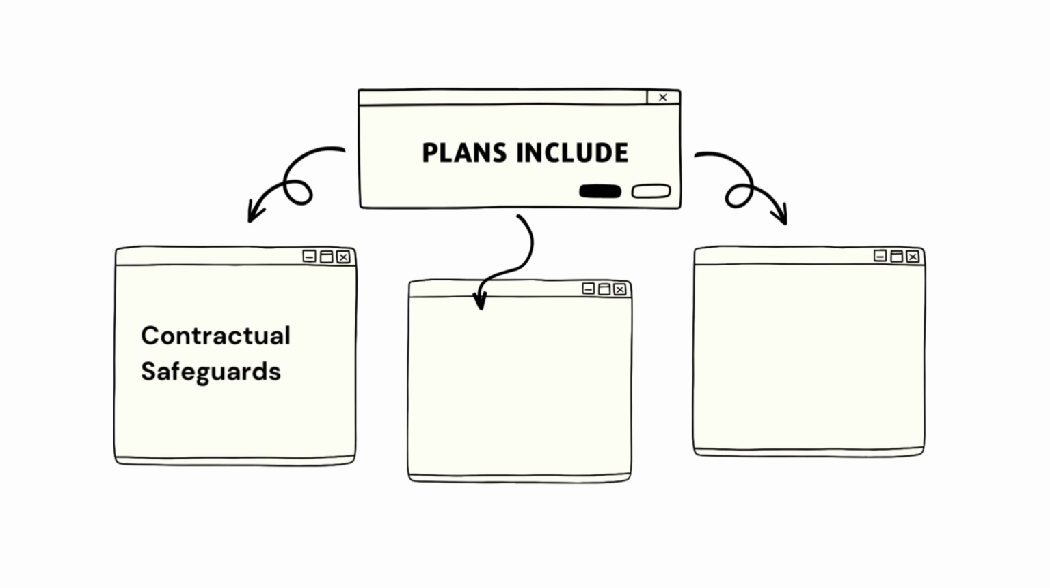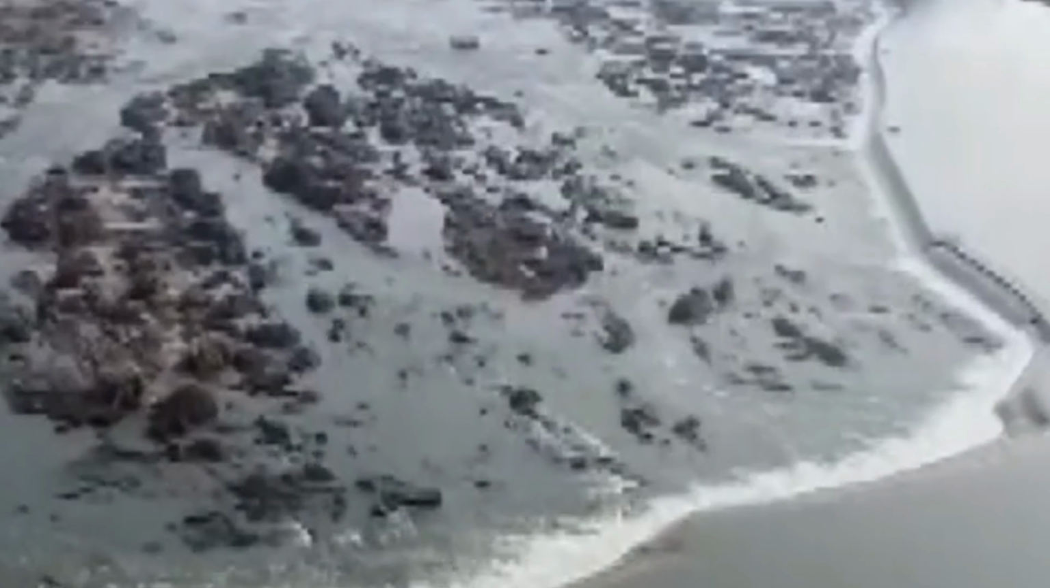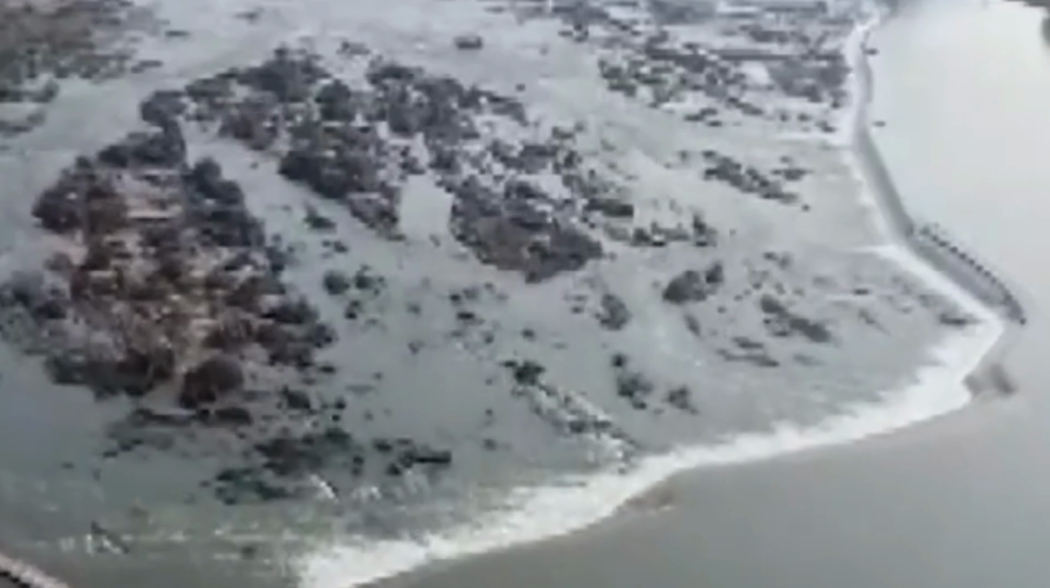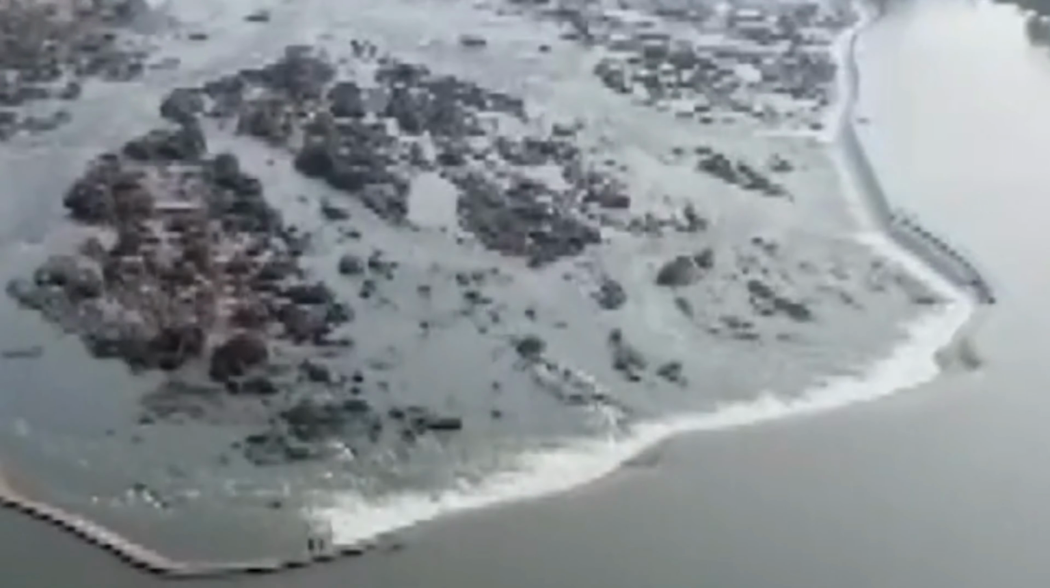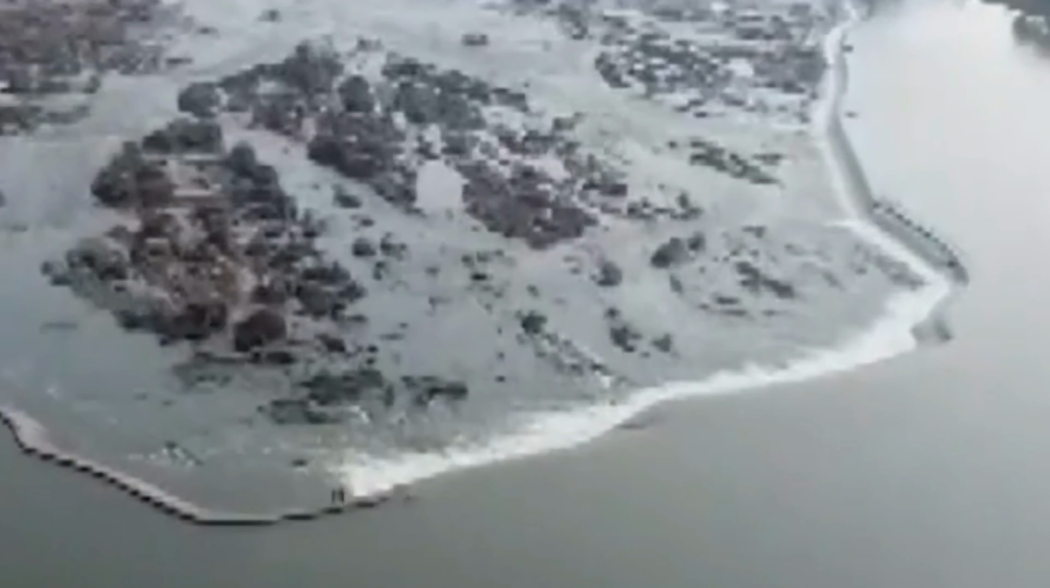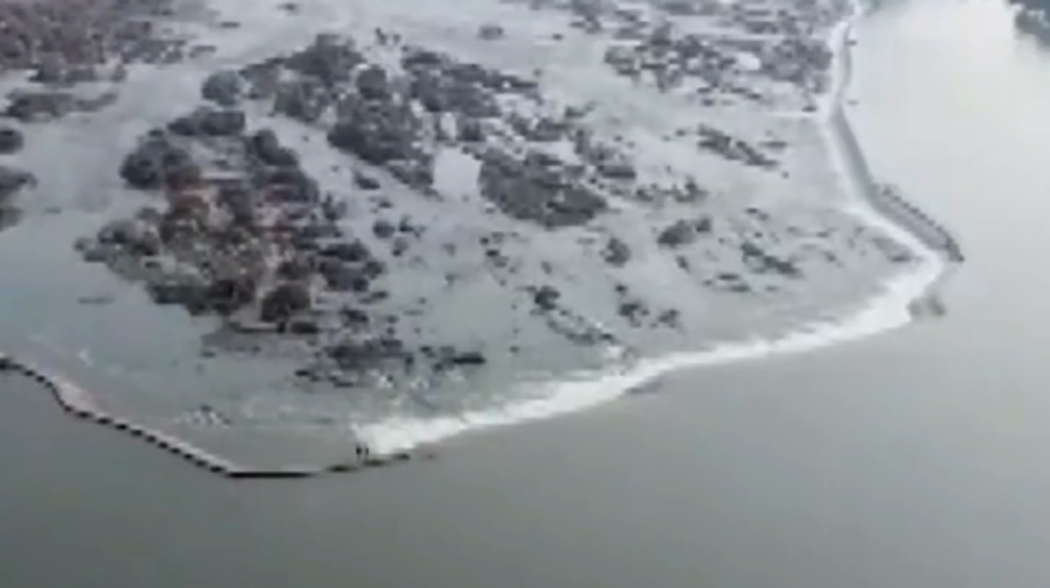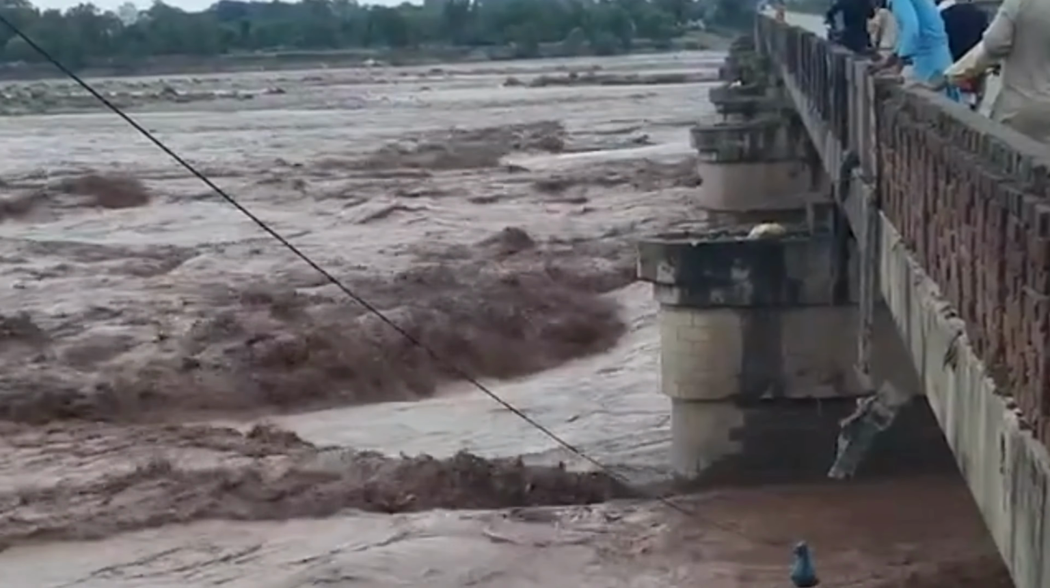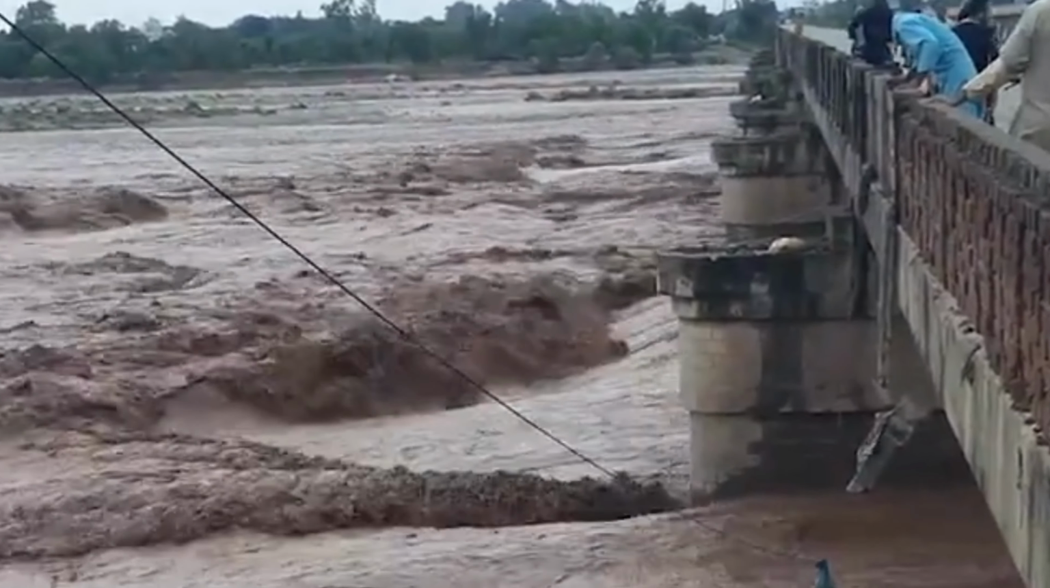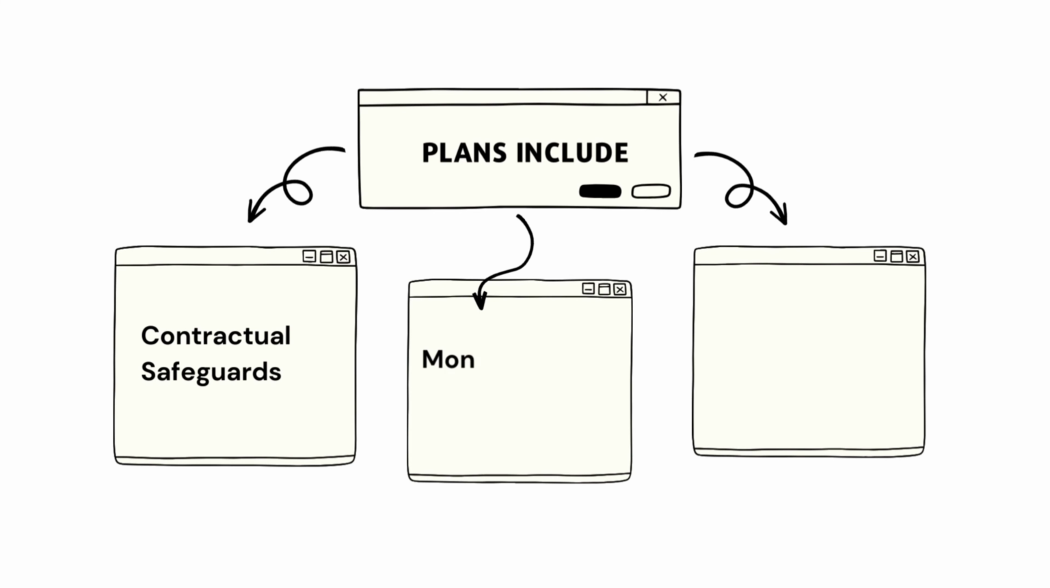Contingency planning also extends to contractual arrangement with project stakeholders, including contractors, suppliers, and regulatory bodies. Contracts may include clauses that define responsibilities in the event of cost escalations, delays, or unforeseen events. Number 6 is monitoring and control.